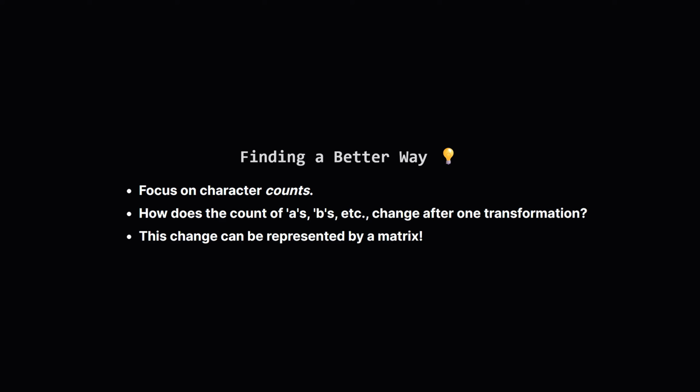Let's think. Instead of building the actual string, what if we just keep track of how many of each character we have? You know, like a: 5, b: 3, and so on. Now, how do the counts of each character change after one transformation? For example, if a changes into bc, then 1 a contributes 1 to the b count and 1 to the c count in the next step. This relationship, how old character counts affect new character counts, sounds like something we can capture systematically. In fact, this kind of transformation on a set of counts can often be represented by a matrix.